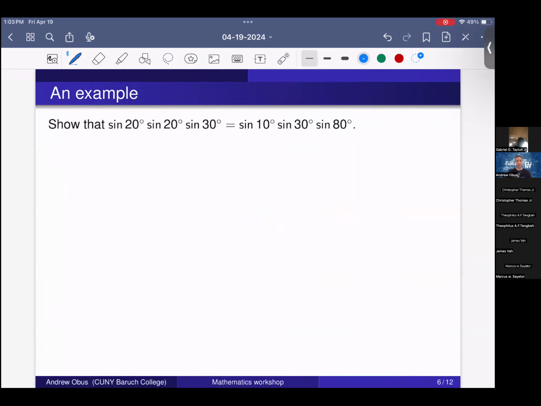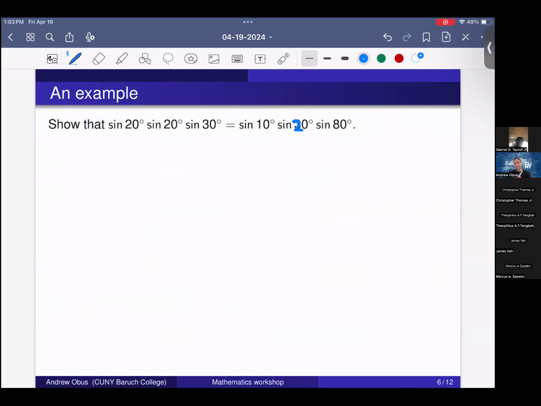So first of all, here we have a nice exercise. Oh, sorry, there's a typo here. I meant to say sine of 20 degrees here. So this is a great question. We want to show that sine 20 degrees times sine 20 degrees times sine 30 degrees is equal to sine of 10 degrees times sine of 20 degrees times sine of 80 degrees.